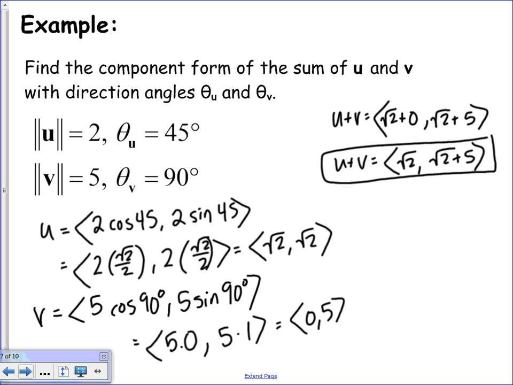So multiple steps there, but if you know that rule for writing in component form, given a vector's magnitude and its direction angle, it's actually quite easy. Okay, just plug that in.